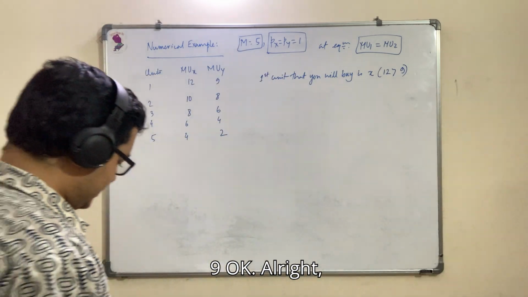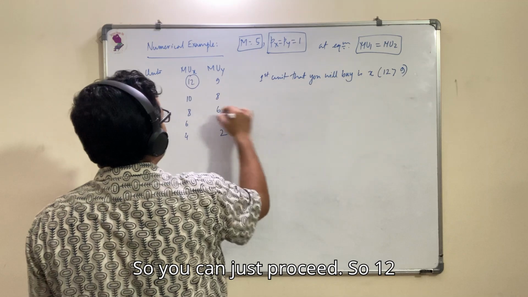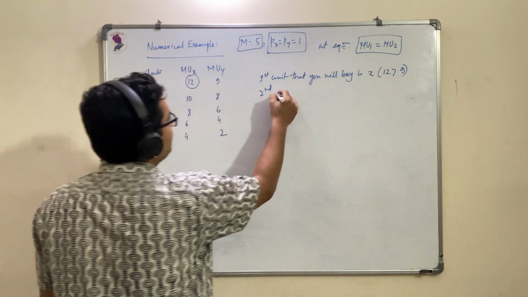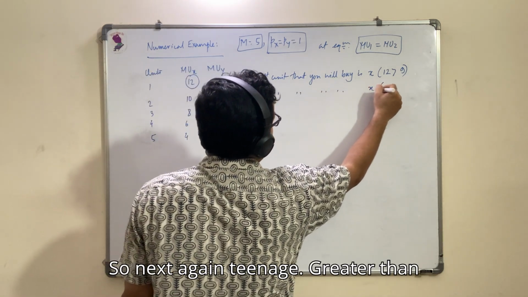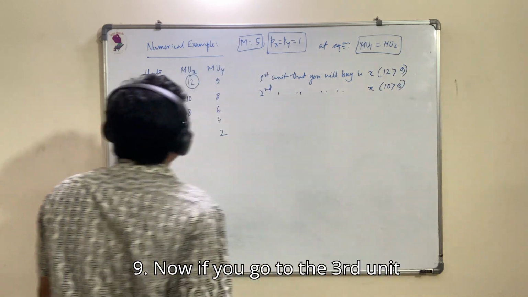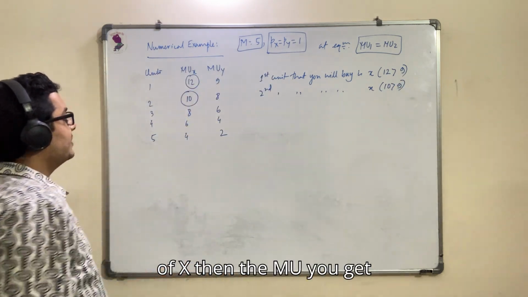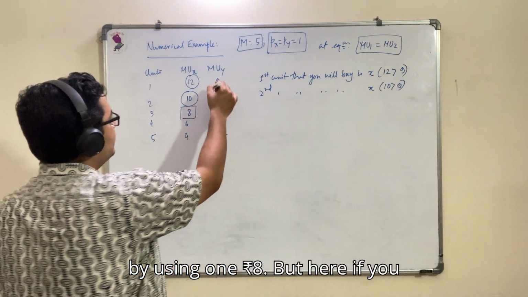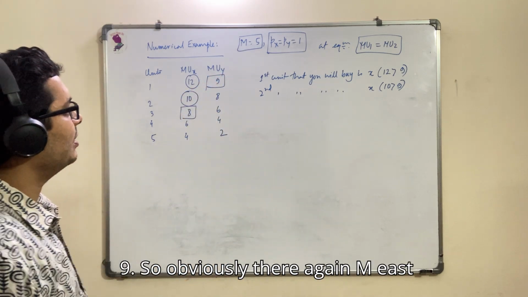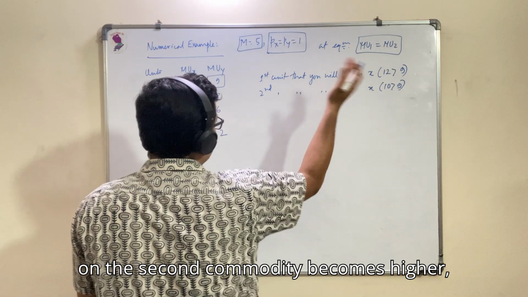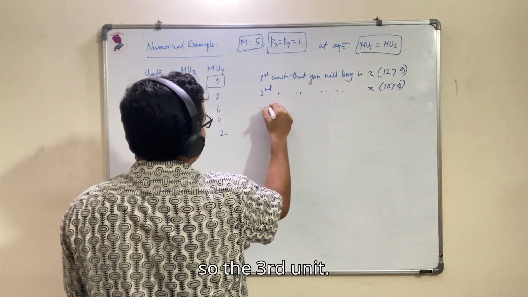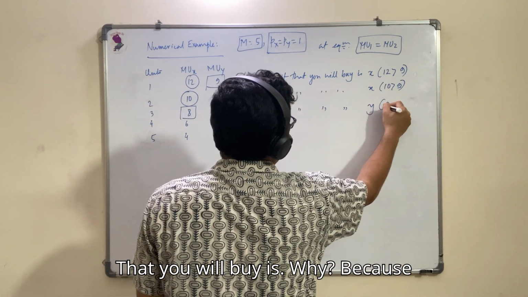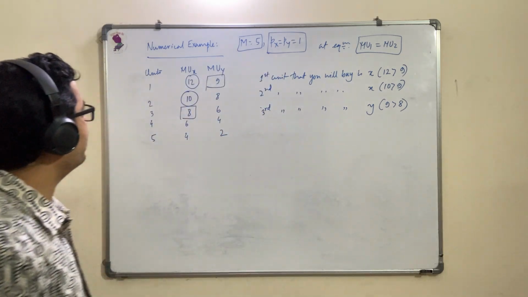Okay, alright, so we can just proceed. So 12, then for the second unit again, at the margin 10 is higher than 9, so X again, 10 is greater than 9. Now if you go to the third unit of X, then the MU you get by using 1 rupee is 8, but if you buy Y, it will become 9, so obviously then again MU on the second commodity becomes higher. So the third unit that you will buy is Y, because 9 is greater than 8, alright?